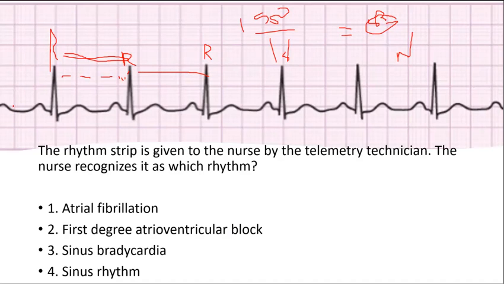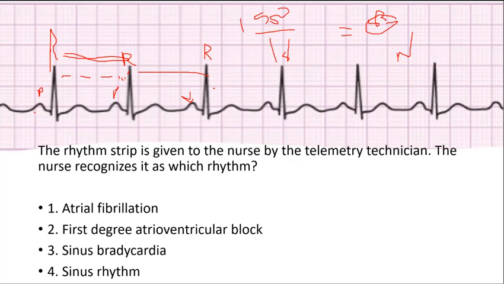Again, do we have a P wave? Yes, we do. And for every P wave, is there a corresponding QRS complex? Yes. We see a P wave, we see an R wave. We see a P wave, we see an R wave. We see another P wave, and there's an R wave. That tells me that's a normal finding.